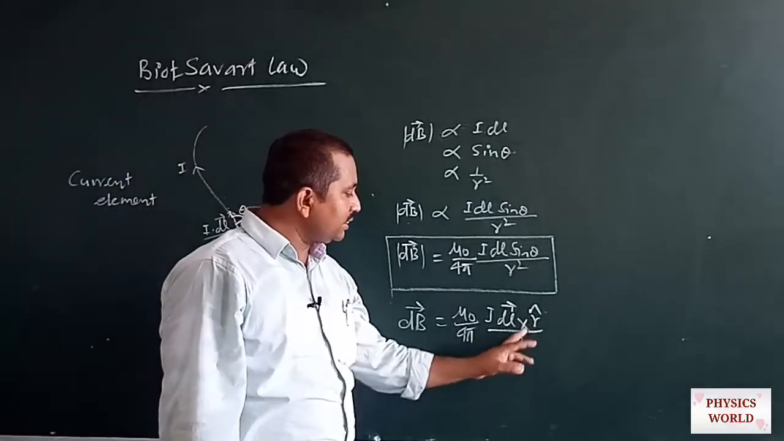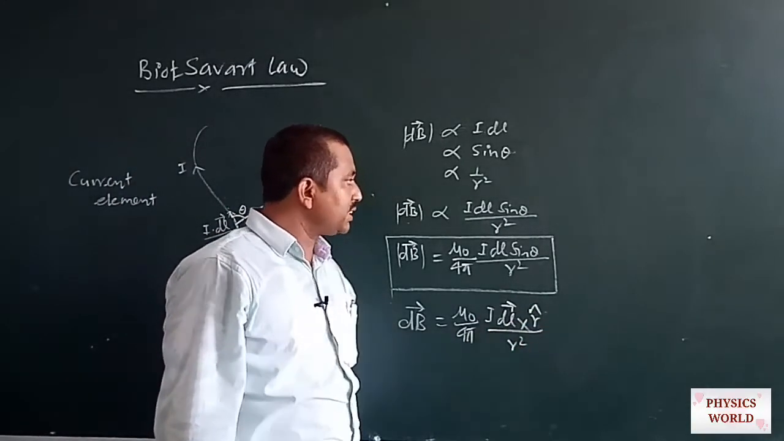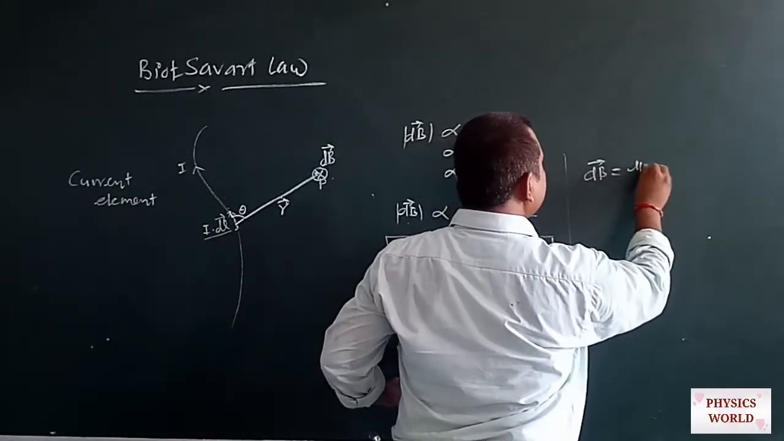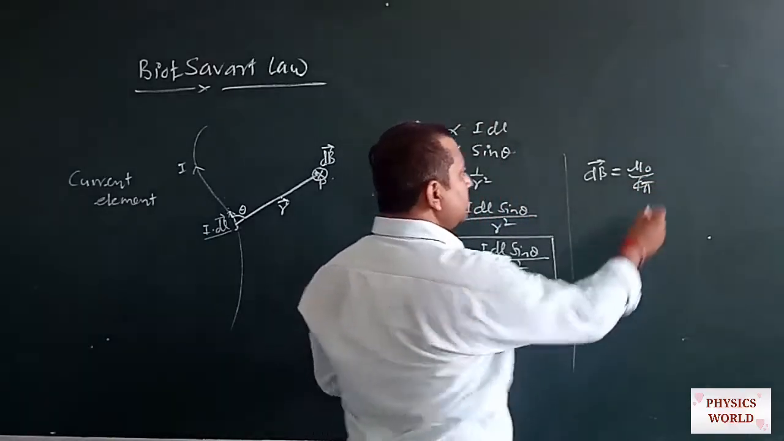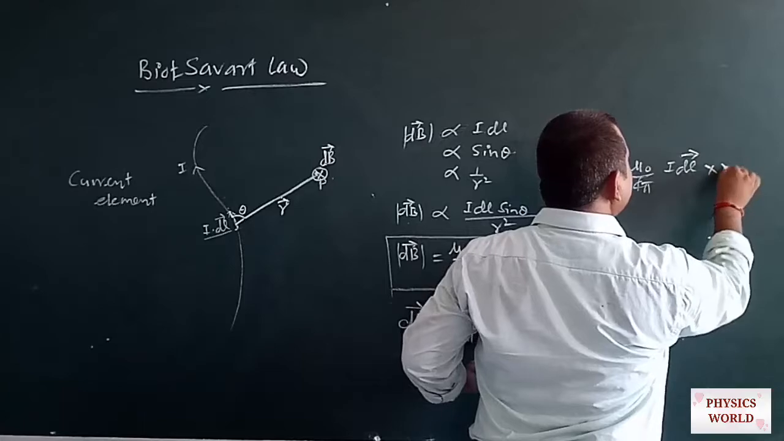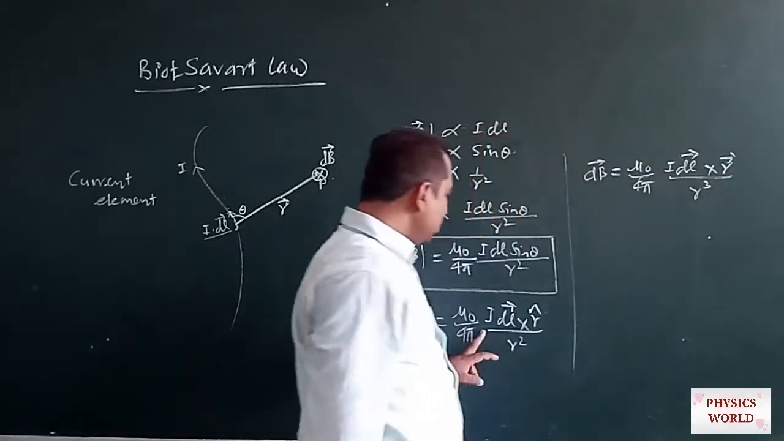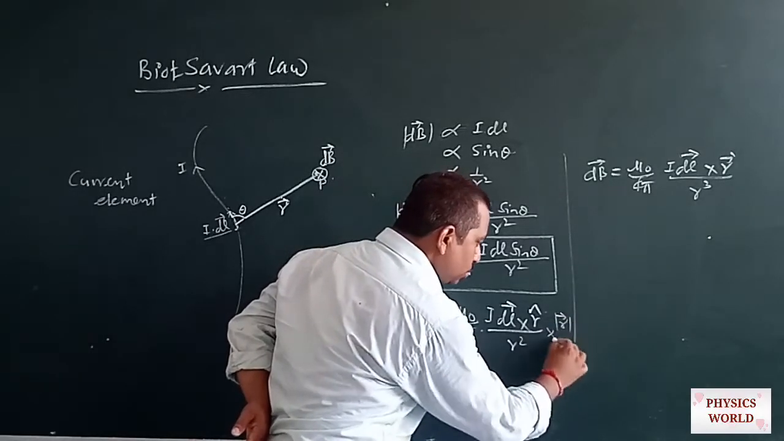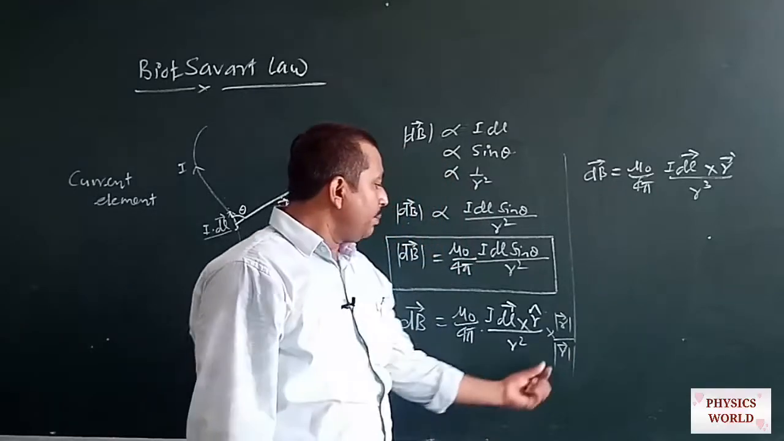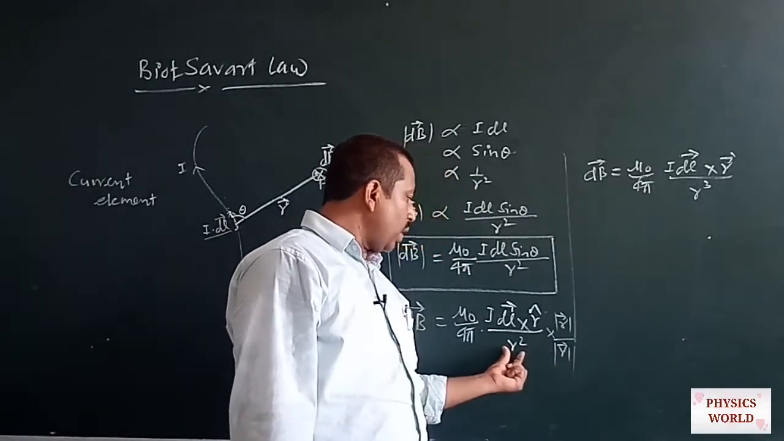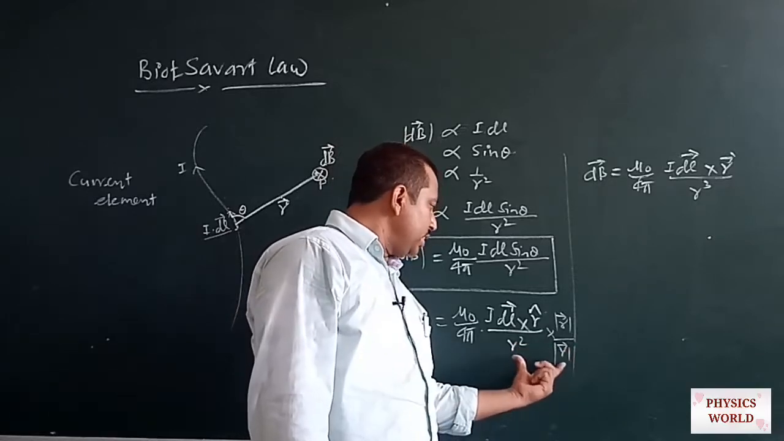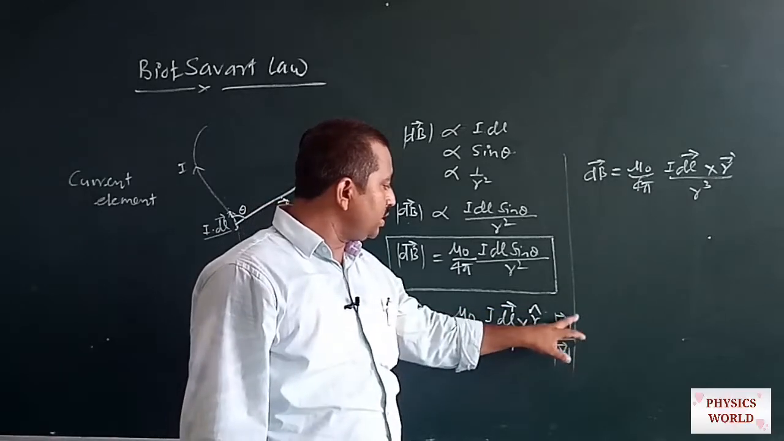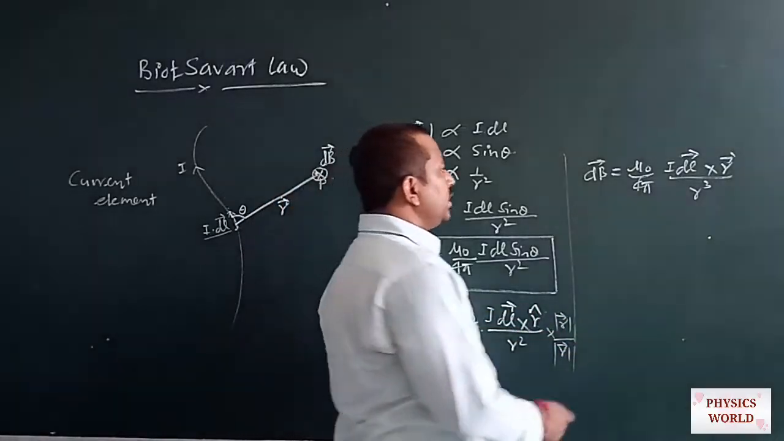So if we write this unit vector of r in the form of vector, then this can be written as dB is equal to mu 0 upon 4 pi I dl cross vector r divided by r cube. Because if we multiply in numerator and denominator with the magnitude of the position vector, then we get the square of the magnitude of position vector, so in denominator it becomes r cube, and the magnitude and direction, the product of these both becomes the vector of position.